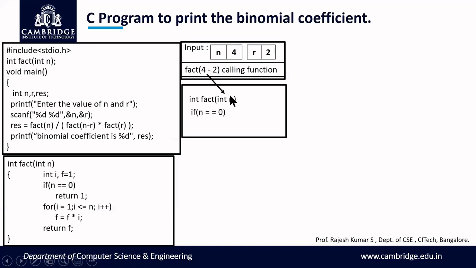Now we are finding the factorial of 2. So we are checking whether n double equals 0. No. That is, 2 double equals 0.